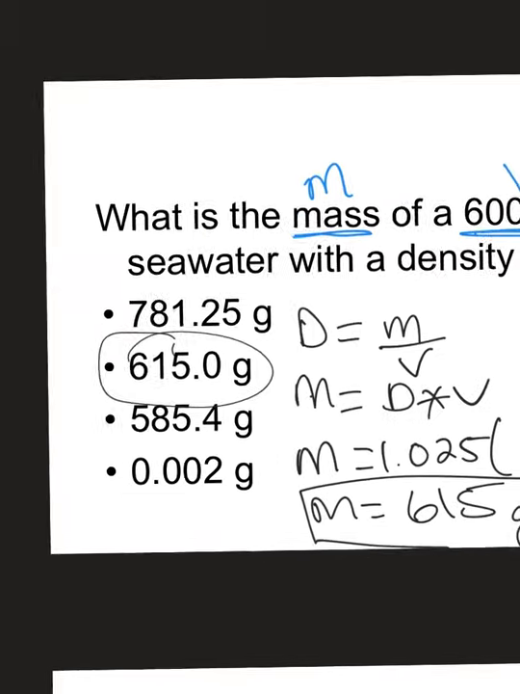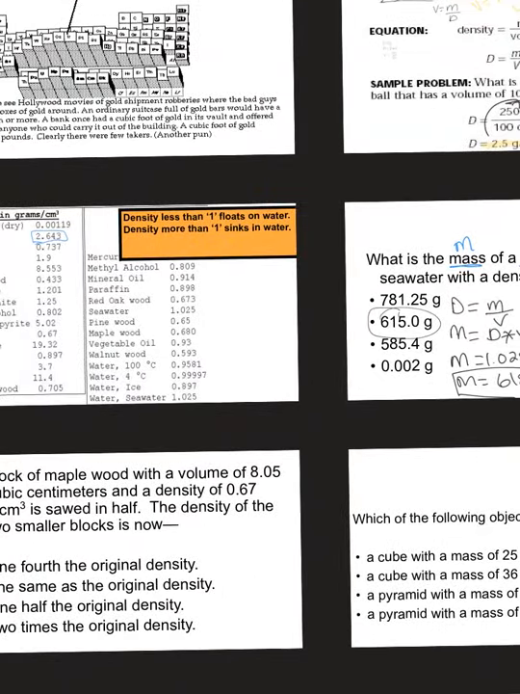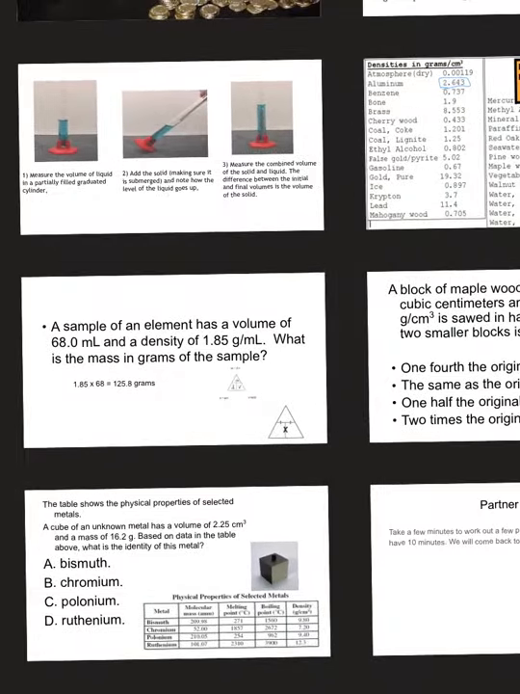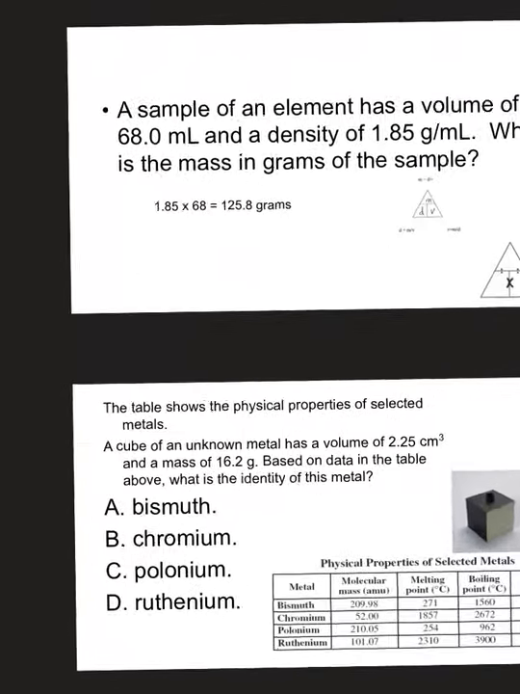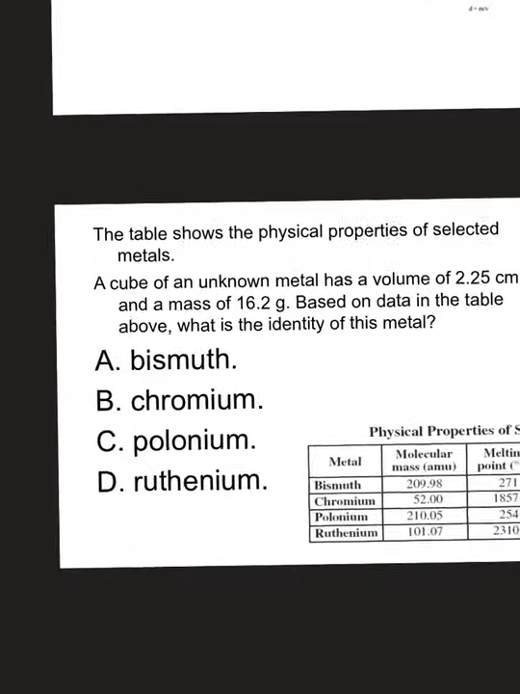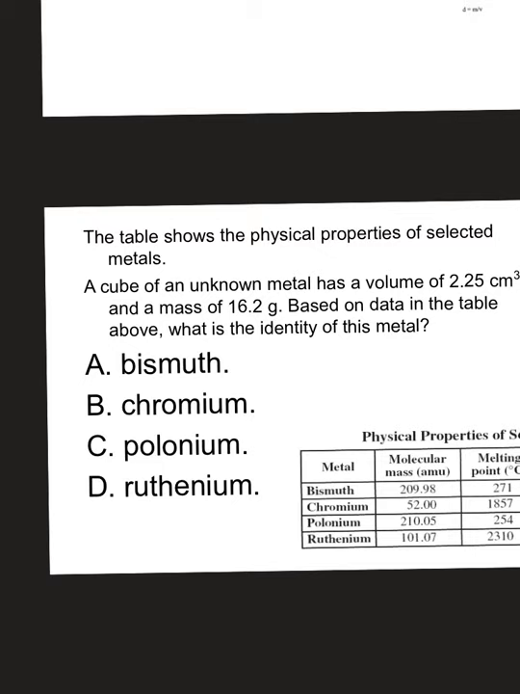Okay, so now we're going to work on our final problem before we start working in groups. And we are going to work on this problem, because this problem also helps us to understand that density is an intensive property. So we have this information here, and it tells us a cube of an unknown metal has a volume of 2.25 centimeters cubed, and volume is V, and it has a mass of 16.2 grams. That's M. So we know density is equal to mass over volume.